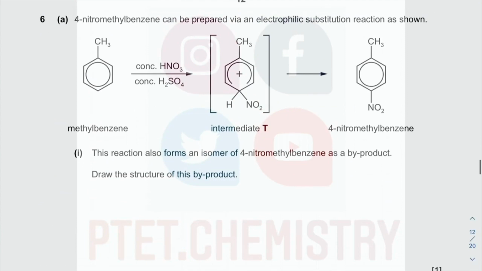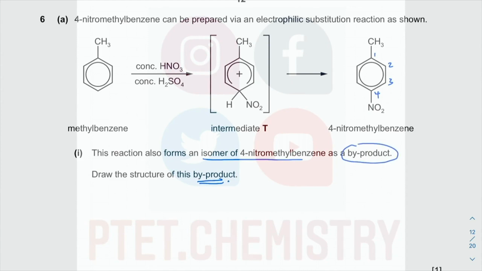Moving on to the next organic question. For nitromethylbenzene, they have put that as position 1, 2, 3, 4. So you've got 4-nitromethylbenzene. You also form an isomer as a byproduct. Draw the structure of this byproduct.